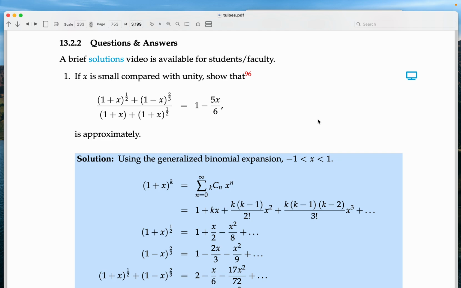Okay, section 13.2.2, questions and answers, problem number one. It says over here, if x is small compared with unity, show that this expression over here is equivalent to that expression on the right side. So left and right, they look completely different. But let's take a look and see what we did with the problem.